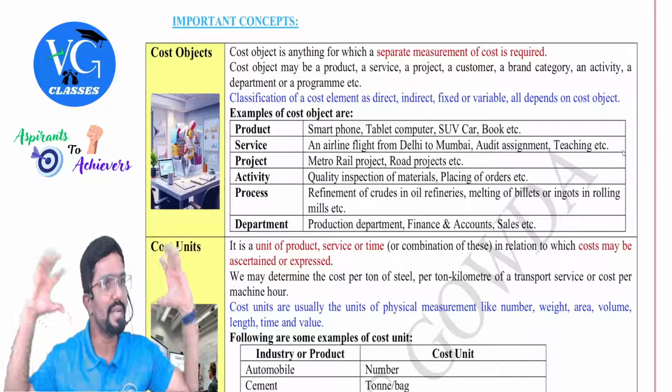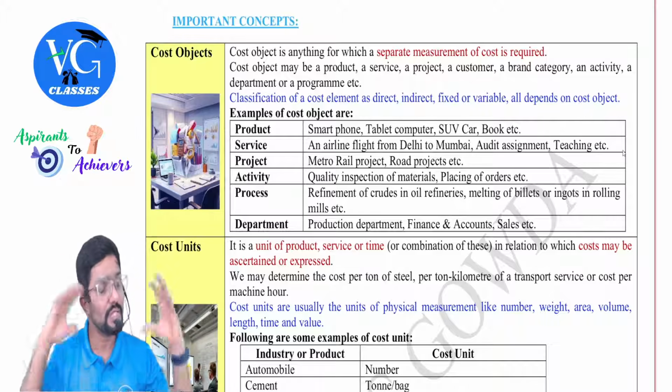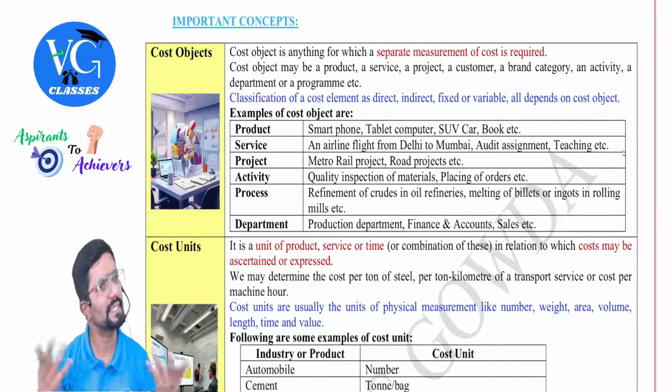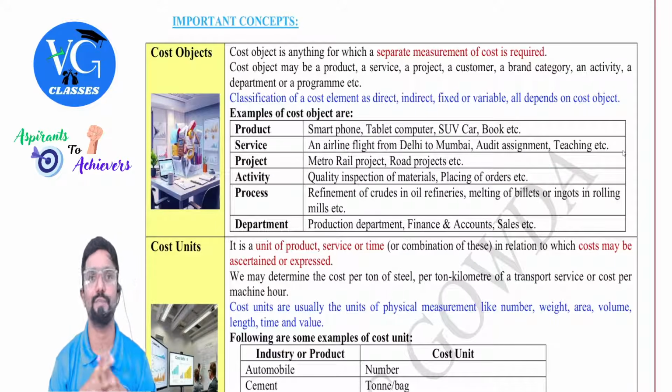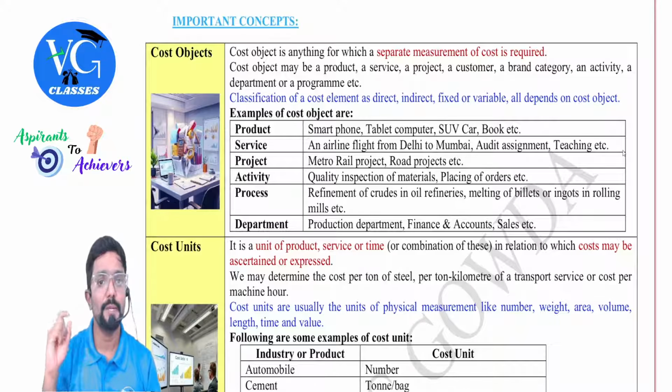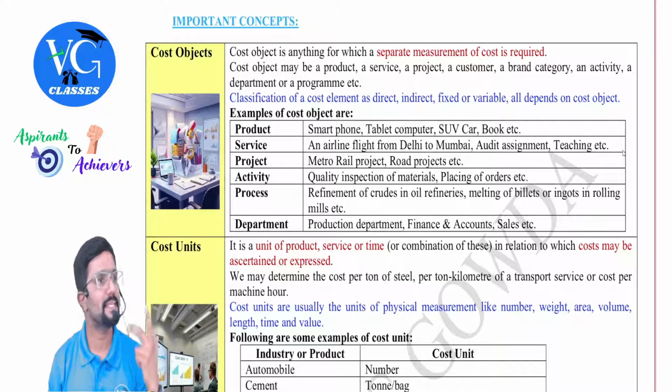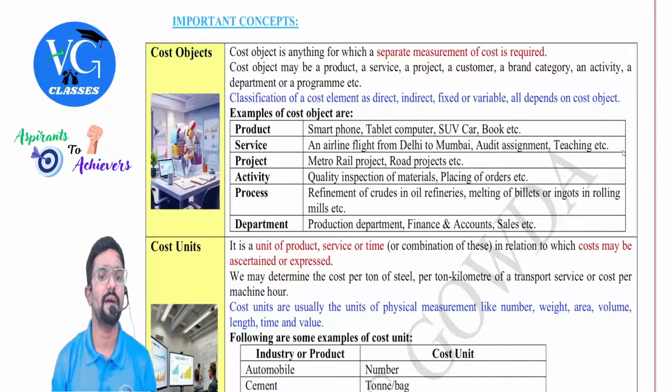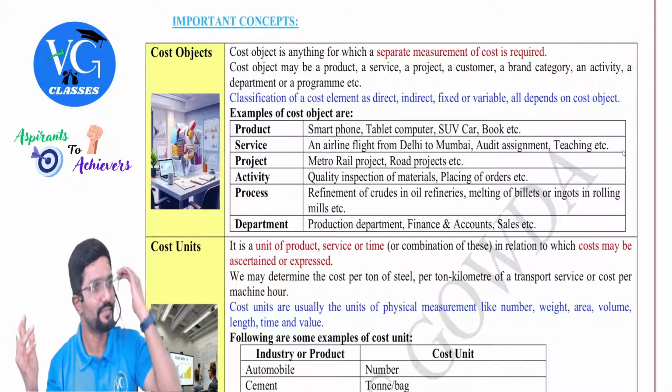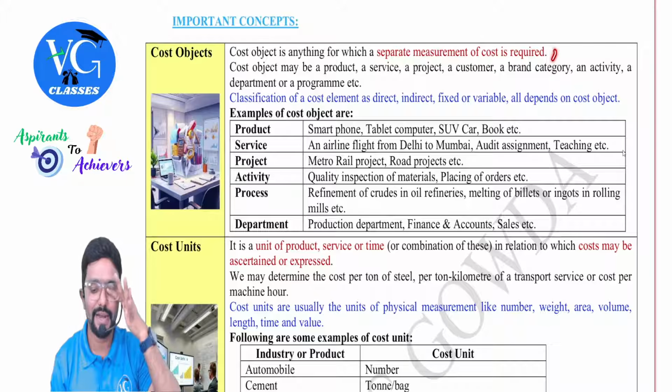Now, for example, I want to calculate the cost of this classroom or the cost of this batch. Can we calculate, sir? Yes, that is called cost batch. Sorry, cost object. A cost object may be a product, a service, a project, a customer, a brand category, an activity, or a department, or a program. Even in activity-based costing, we calculate the cost of each activity.